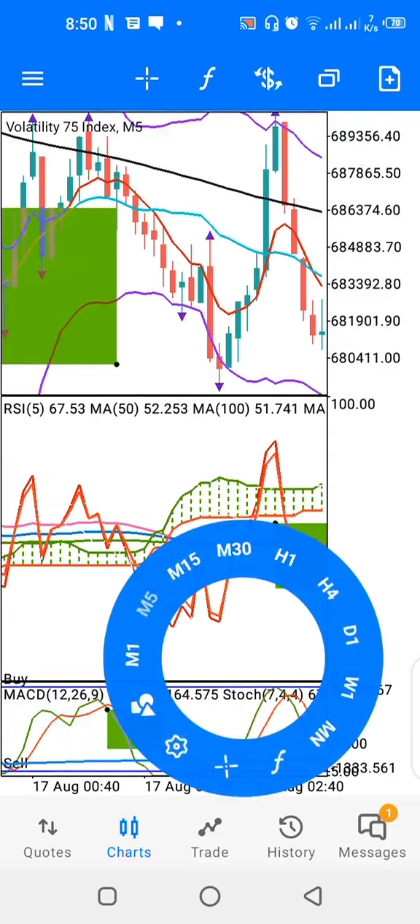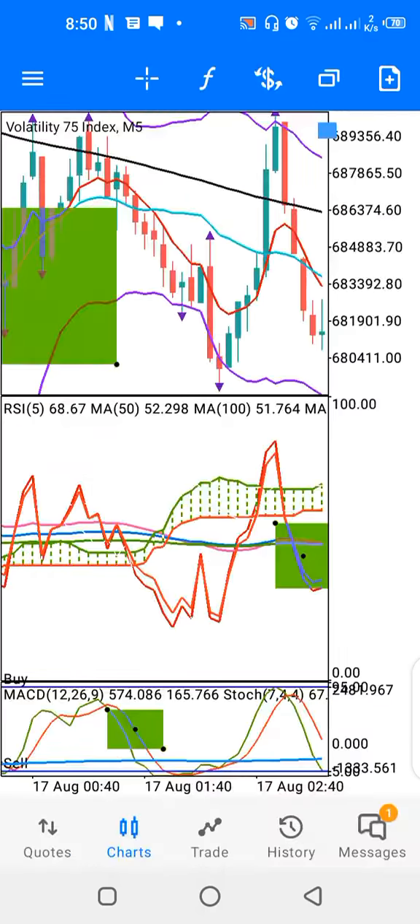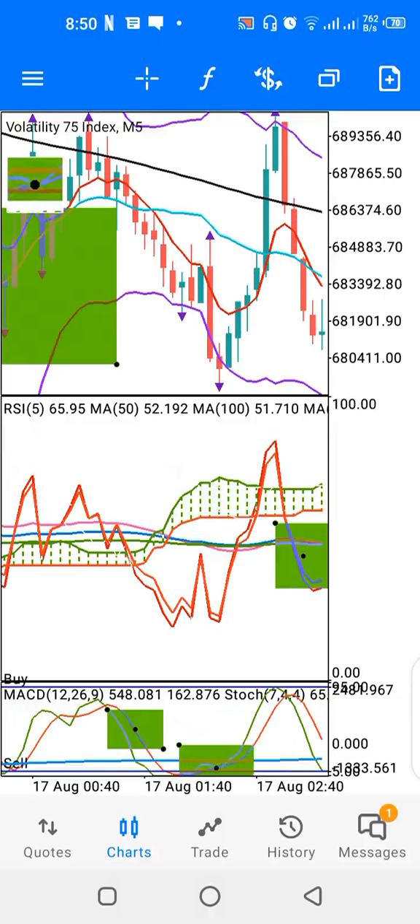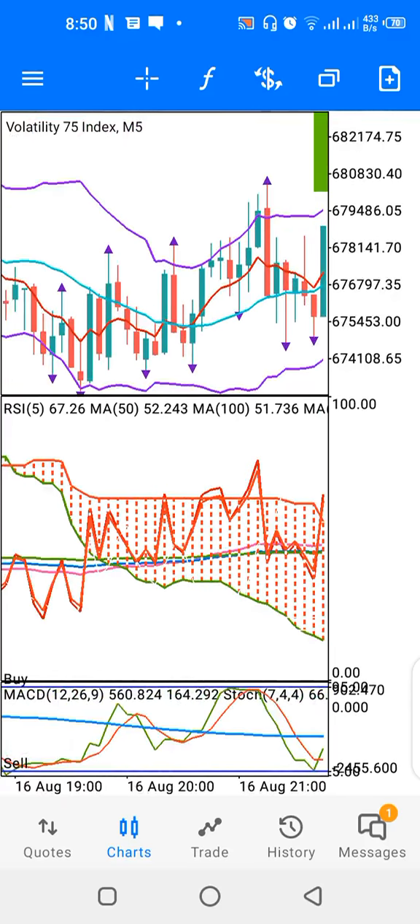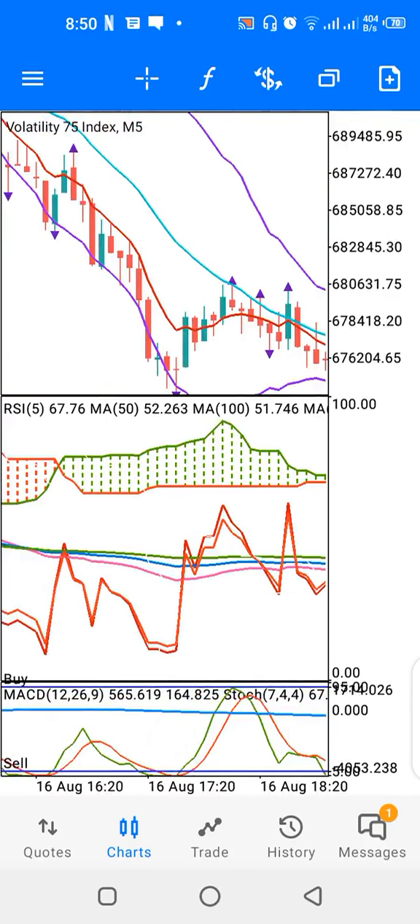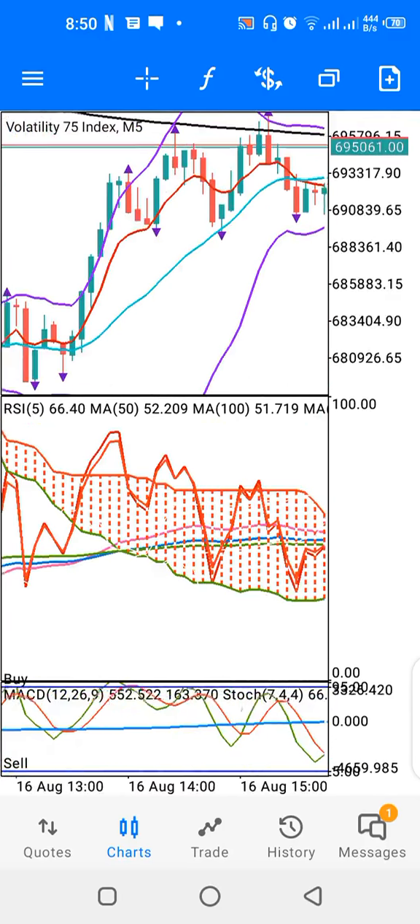Buy signal: the green and the red lines drop to the 5 level, and as they rise, that's your buy signal. Okay, so this is an example. Let me give you another example.